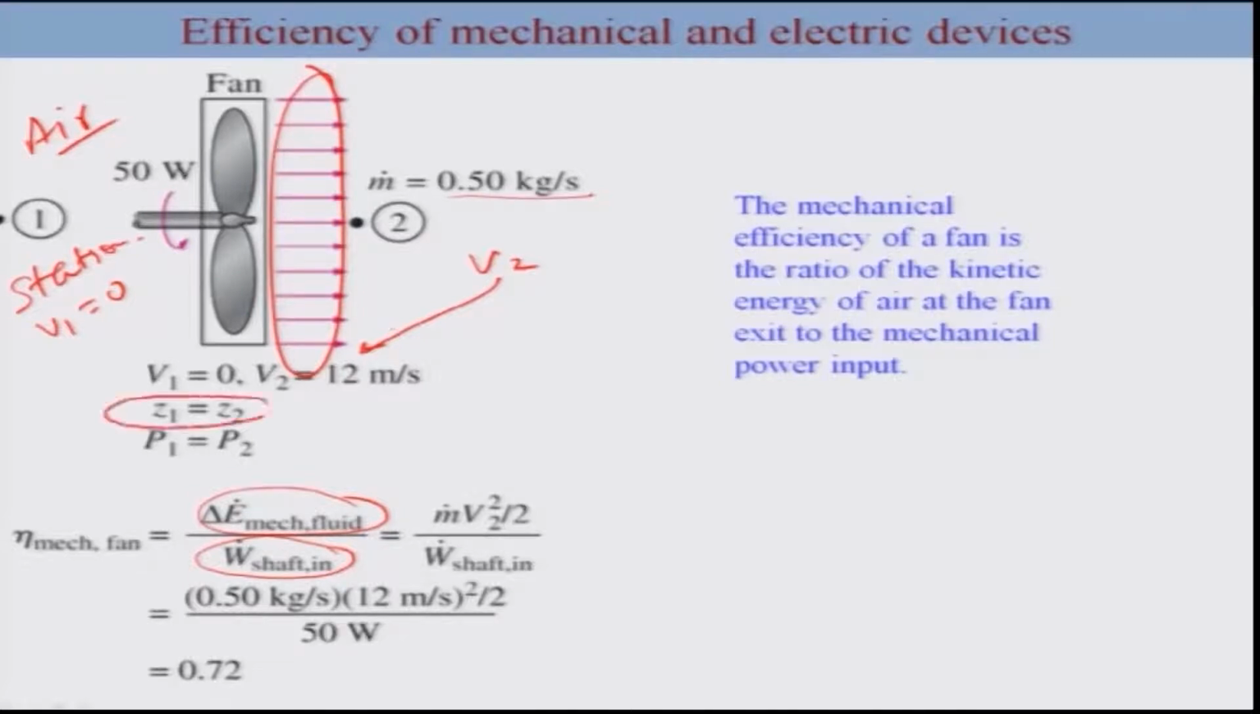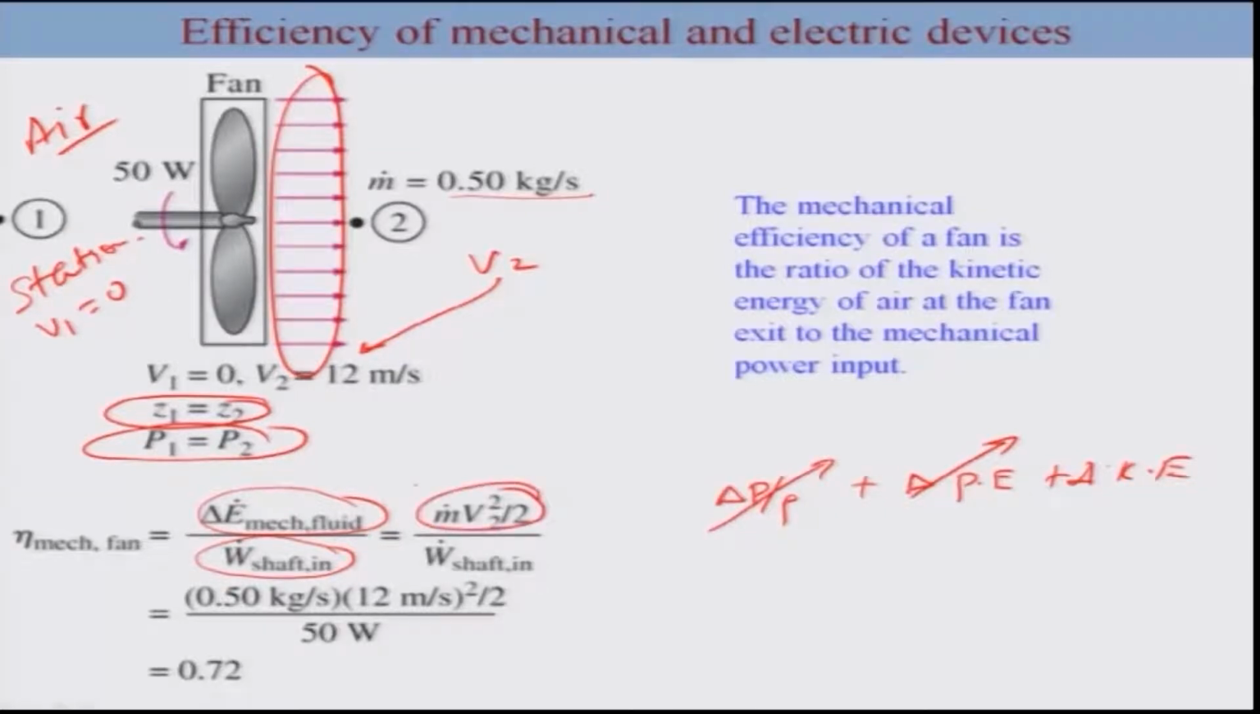There is no change in the elevation and no change in the pressure. So the mechanical energy of the fluid will have only the kinetic energy part. There is no pressure part because there is no delta P by rho, and there is no delta PE. The only thing we have is delta KE. So this is going to be 0, this is going to be 0, and thus you have only the kinetic energy, and that's what you use. The shaft work is already given to you as 50 watts. So you replace this value, and this turns out to be 0.72.